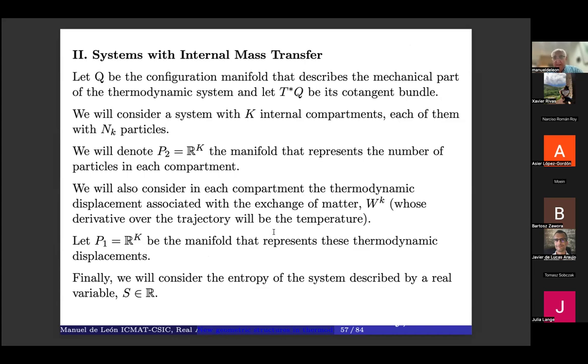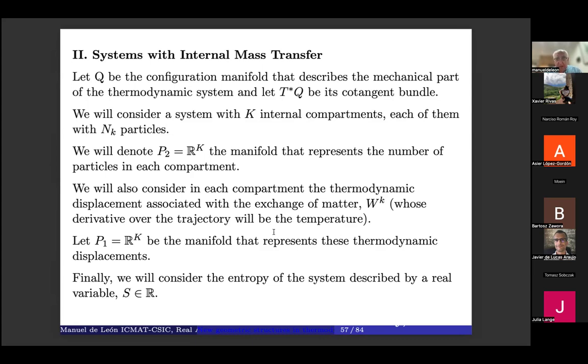So in these systems, one can imagine that we have K internal compartments, and a compartment has nk particles. We can think, for instance, of a gas with different compartments, and the number of particles is nk. And now we introduce this manifold Rk, representing the number of particles in each compartment, in compartment K. And we have the change of matter.